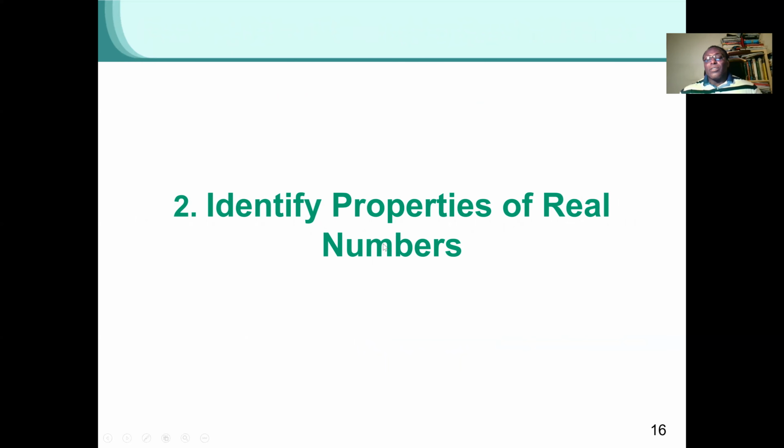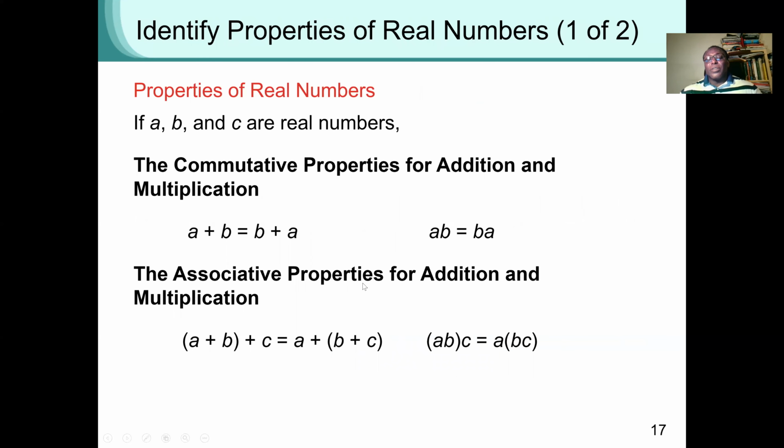So the next is identify properties of real numbers. We did this, for example, if I have a plus b, a can be any value, b can be any value, but a plus b is equal to b plus a. It doesn't matter, 2 plus 1 is the same as 1 plus 2. And a times b is the same as b times a. So 2 times 3 is the same as 3 times 2. This is called the commutative properties for both addition and multiplication.